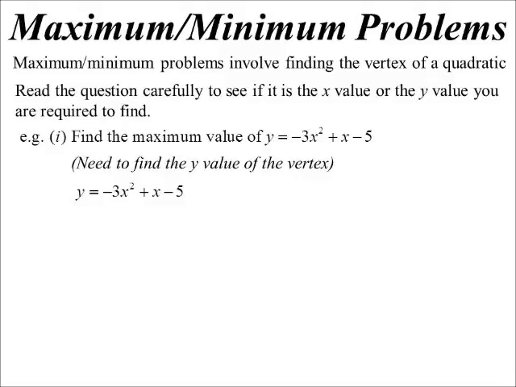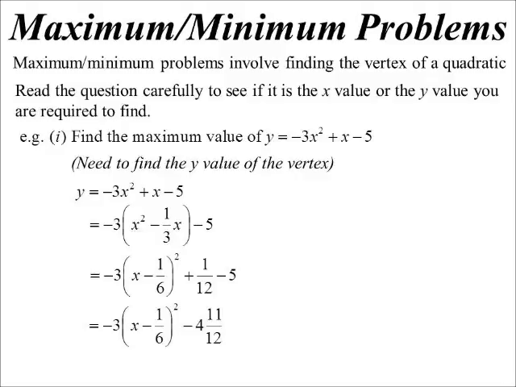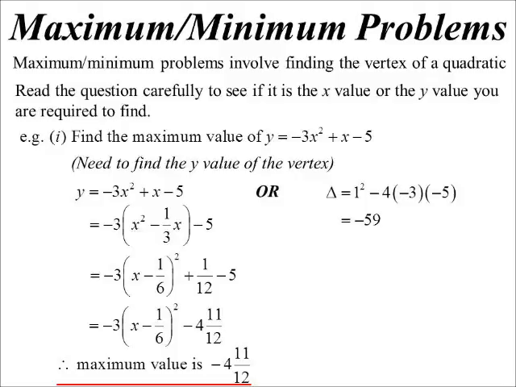I could do it by completing the square. And if I complete the square, I get minus 4 and 11/12. I probably wouldn't do it that way. I could do it, I think I'd go this way, using the discriminant idea.